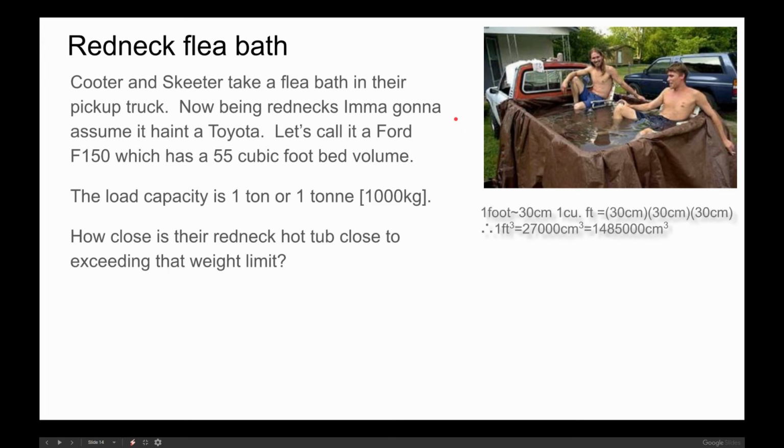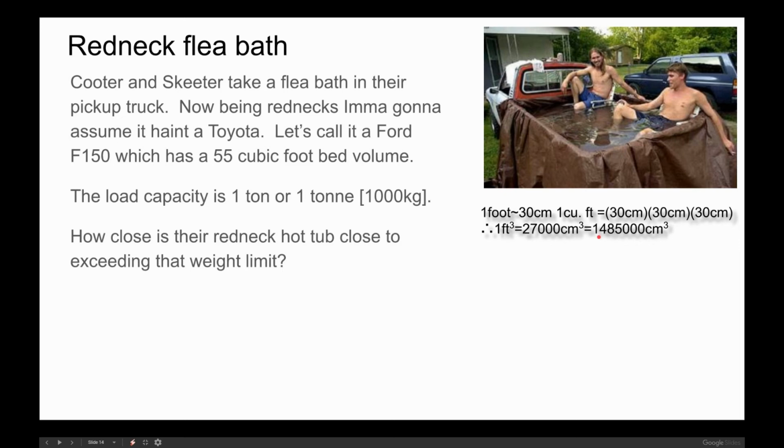So the first thing we're going to have to do is convert this 55 cubic feet into the metric system, or the System International. And I happen to know that 1 foot is about 30 centimeters, and so 1 cubic foot is going to be 30 by 30 by 30. So that's 27,000 cubic centimeters in a single cubic foot, and this is a 55. So I can't drive 55. Well, I multiply 55 by this and I get 1,485,000 cubic centimeters, or about the volume of my Uncle Billy Bob's belly.